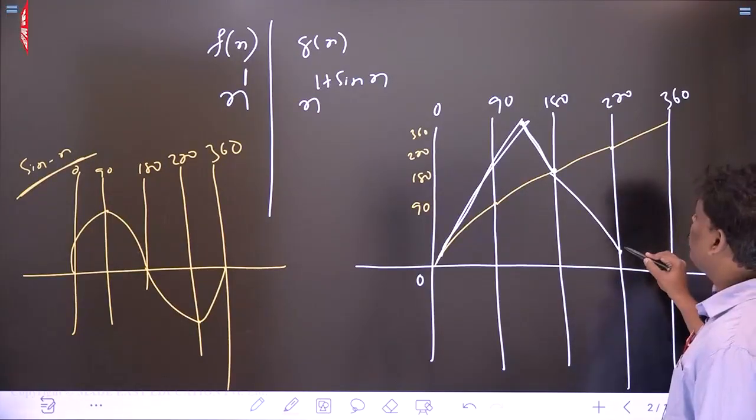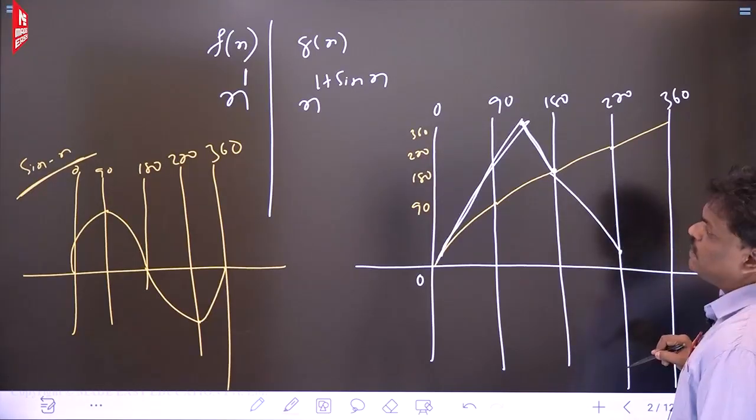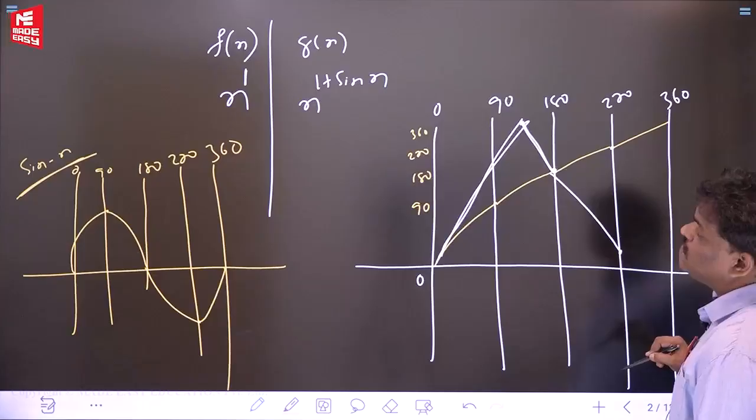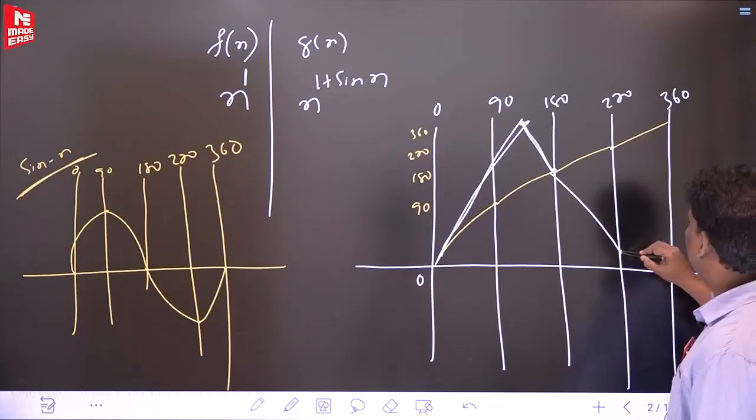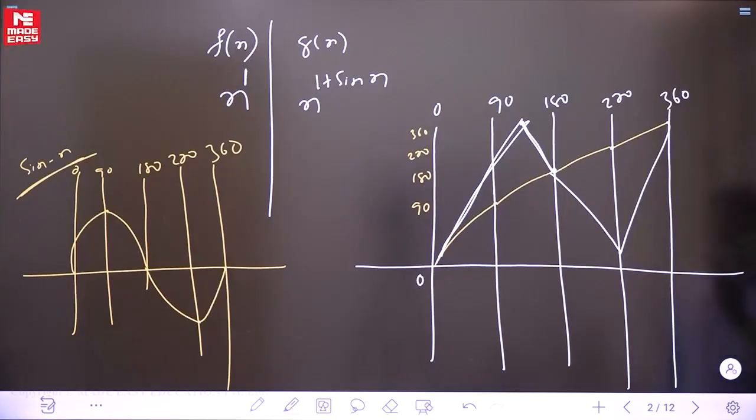What about sin 360? 0. So 1 plus 0 is 1. I think 360 power 0 will become 360. So at 360, once again, both are equal. I think this kind of behavior.